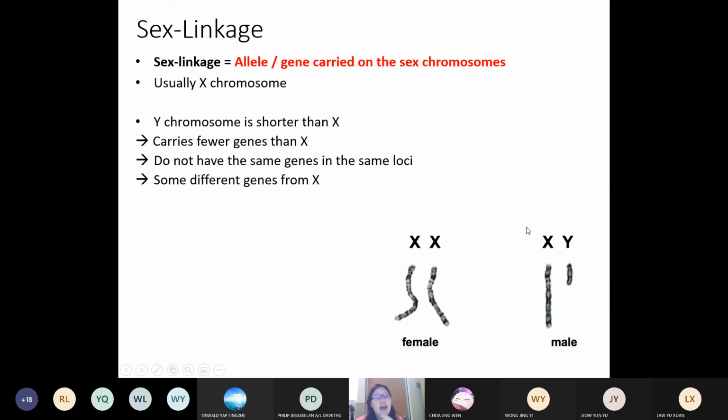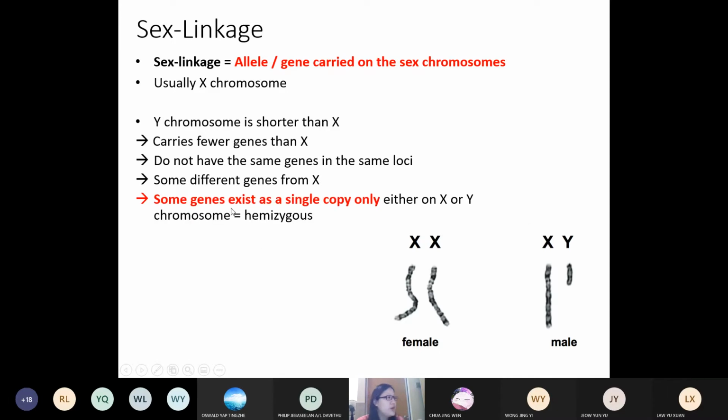We call it hemizygous, but that's a term. Some genes exist on a single copy only, and we call them hemizygous. It means maybe X has it but Y doesn't, or maybe Y has it but X doesn't. So there are some different genes on X, and X also has some different genes from Y. Some are the same, but some are different also.